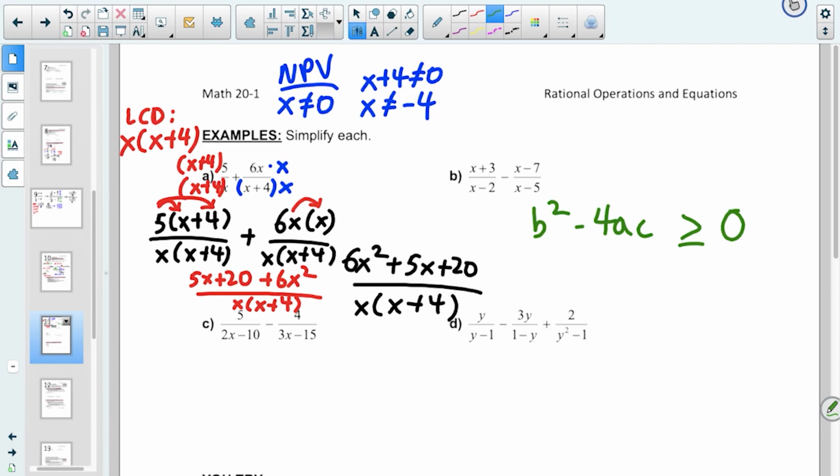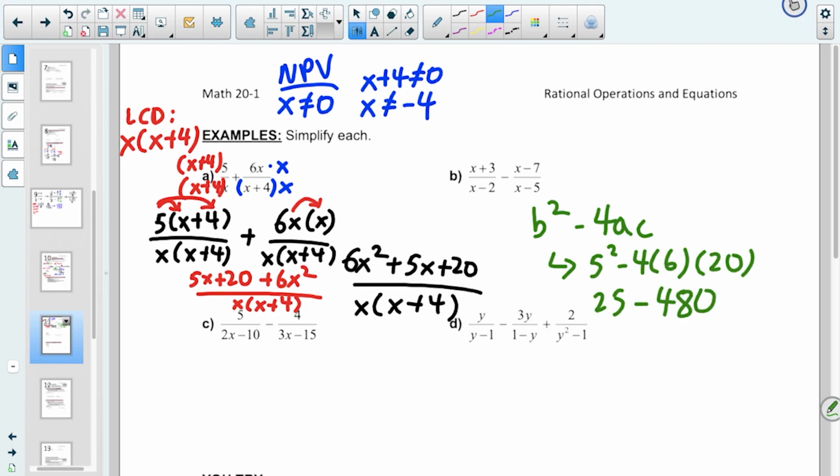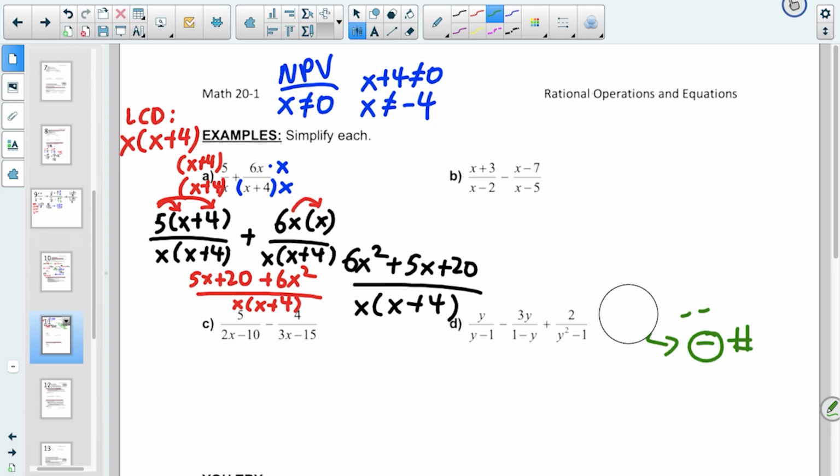Okay, so for us, in this case, we end up with 5 squared minus 4 times 6 times 20. So we get 25, and we're going to subtract, what is that? 24 times 20, 480. So we subtract 480, and we'll end up with a negative number, which means that we're not going to have any real roots. So we can actually go ahead and stop there because we're not going to have any solutions to this. So let's go ahead and erase that. And our final answer can just simply be 6x squared plus 5x plus 20 over x times x plus 4.